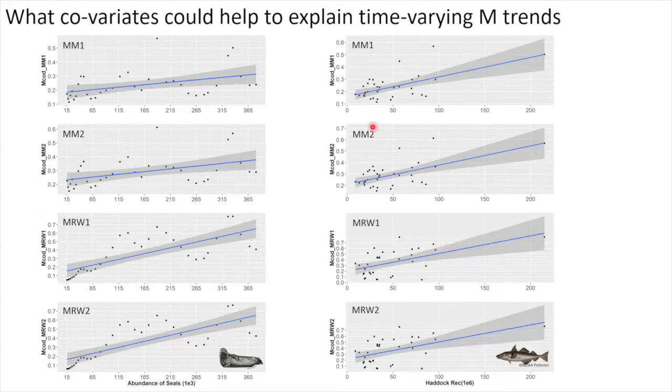For example, in models that estimate time-varying M as annual multipliers, like MM1 and MM2, the abundance of seals and haddock recruitment together explain around 40% of the predicted natural mortality. And in the models that estimate time-varying natural mortality using random walks, like MRW1 and MRW2, the abundance of seals and haddock recruitment together explain around 60% of the predicted natural mortality.